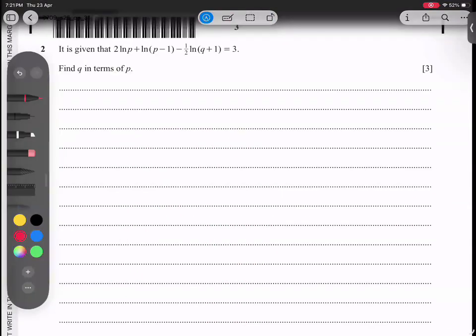Question number 2, students. We have to get Q in terms of P. Whenever a number is written before a logarithm, for example before the logarithm, we are bound to bring it in as a power, like ln P to the power 2. Here there is no number, so here no problem.